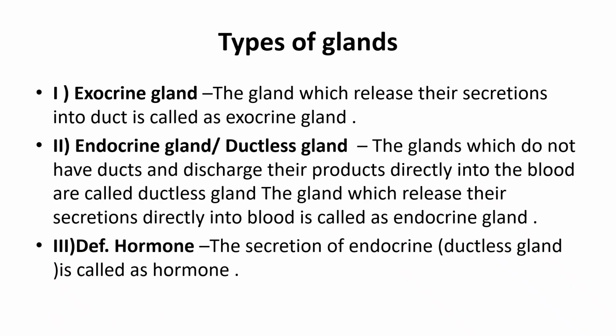So now to begin with the types of glands, there are two types of glands, exocrine glands and endocrine glands. The exocrine gland, the gland which releases its secretion into a duct and then it is carried to the organs, is called an exocrine gland. Endocrine glands or ductless glands do not have ducts and discharge their secretion directly into the blood, and the secretion of an endocrine or ductless gland is called a hormone.